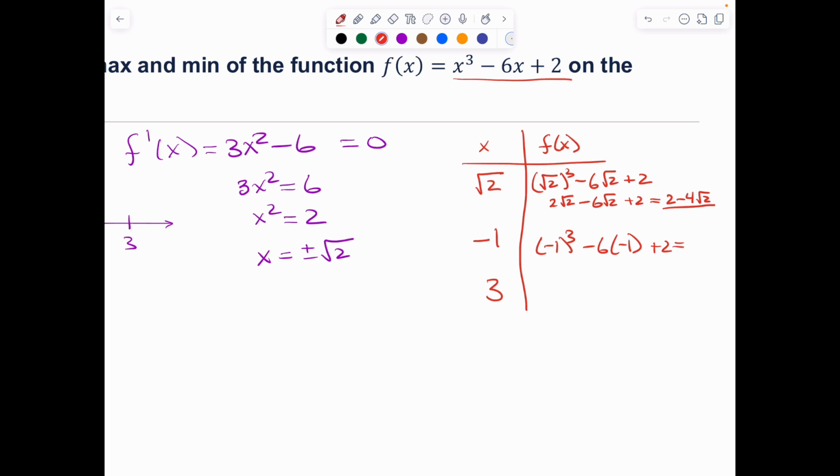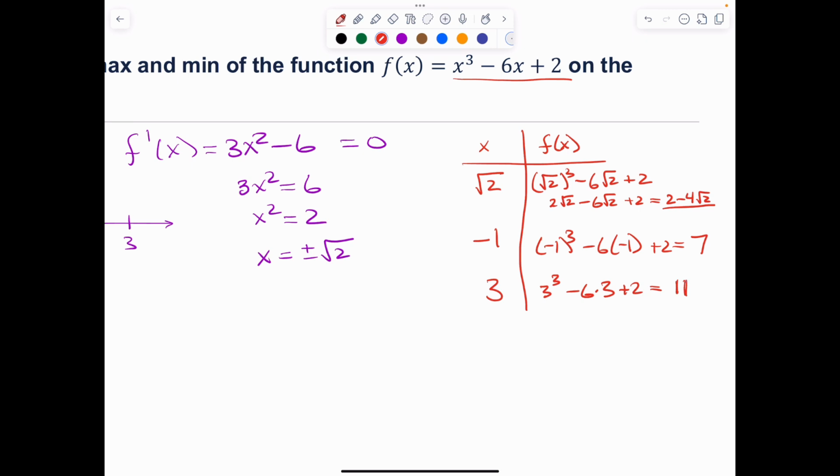8 minus 1 is 7. Okay. And then I'll plug 3 in. I get 3 cubed, that's 27. 6 times 3 is 18, plus 2. So let's see, 27 minus 18 is 9. 9 plus 2 is 11.